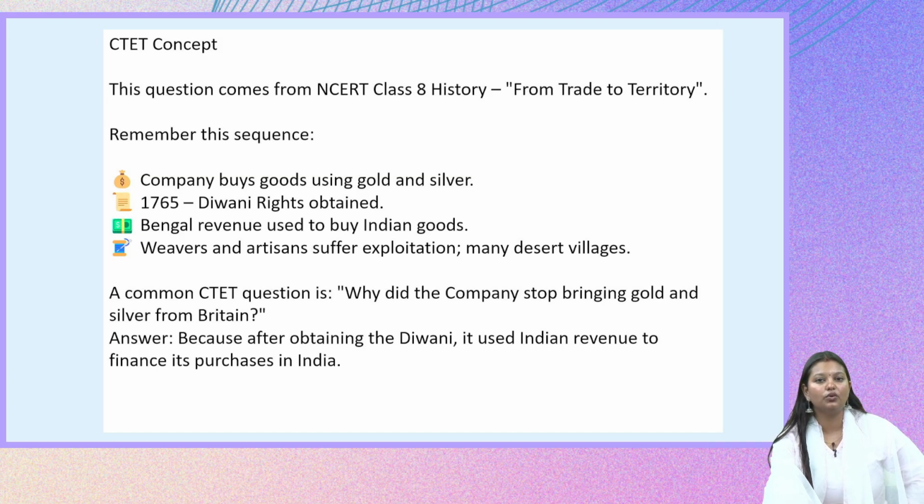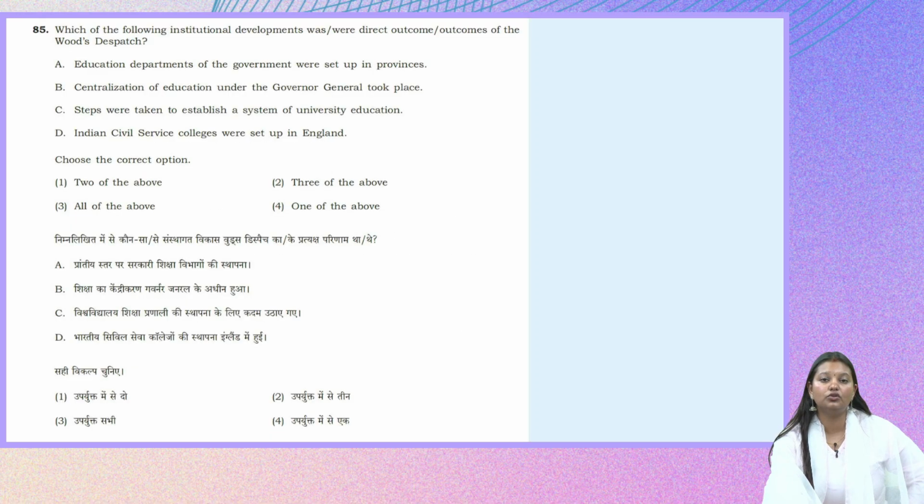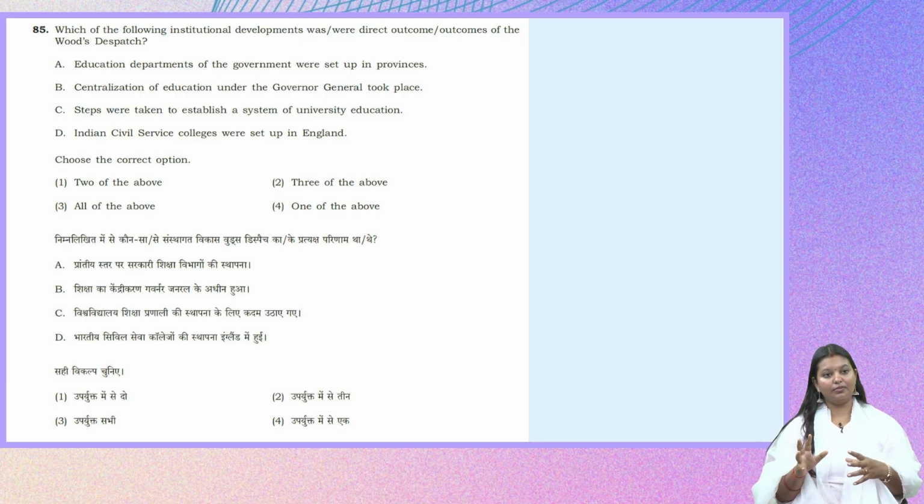So this is something that you can remember, and this is from the concept of history, that is, from trade to territory. The next question here is, which of the following institutional developments were direct outcomes of the Wood's Dispatch? So now let us see all the 4 statements. Wood's Dispatch, if you realize, is called the Magna Carta of the education system. It spoke about some of the major improvements in the education system. And let us see what the 4 statements in front of us are.